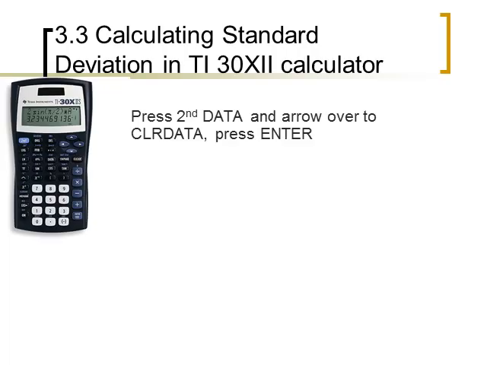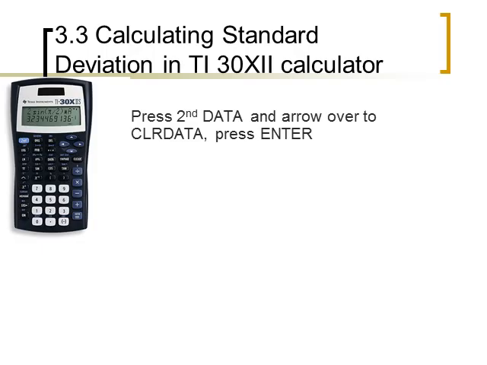And so the first thing that you want to do, especially if you're doing homework, you want to clear any data that's been entered in from previous problems. And so the first tip is to press the second data button and then use your right arrow and underline clear data. Once you've underlined the word clear data, press enter.